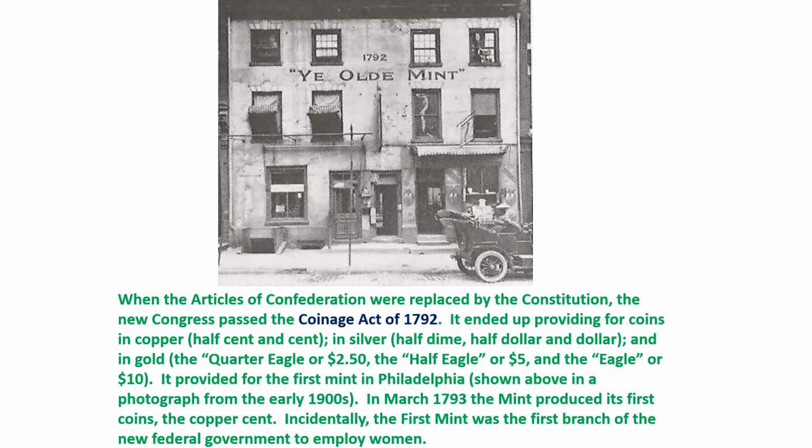This Coinage Act of 1792 also provided for the first mint in Philadelphia, and you can see a picture of it here. Obviously, this was not from the early national period because it's got a car, and it was taken in the early 1900s, but it's the same building. In March 1793, the mint produced its first coins, which were the copper cent. Incidentally, the first mint was the first branch of the new federal government to employ women. This concludes the second of the two videos on the major accomplishments of the Articles of Confederation.